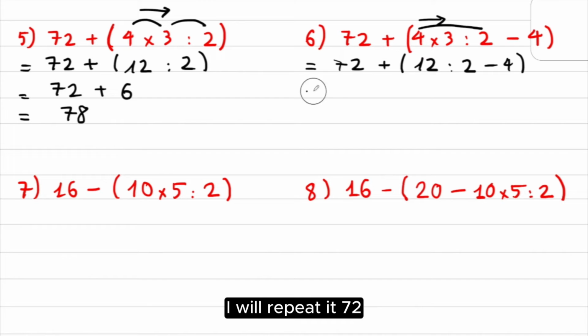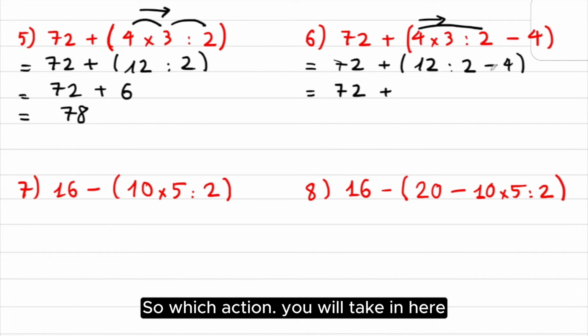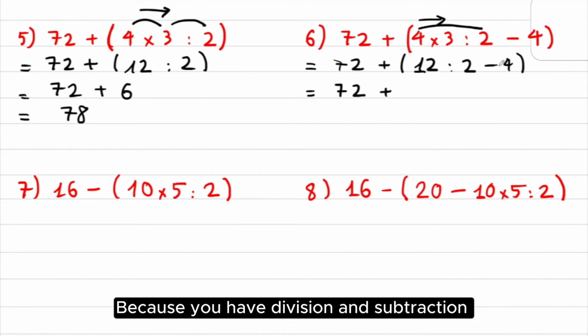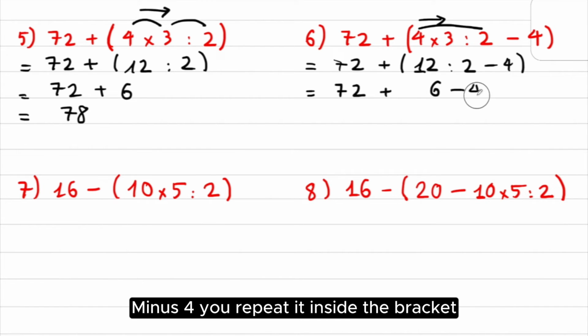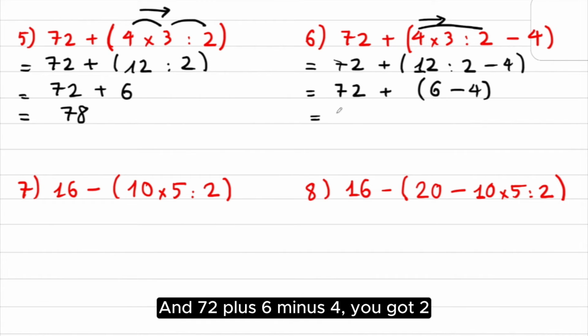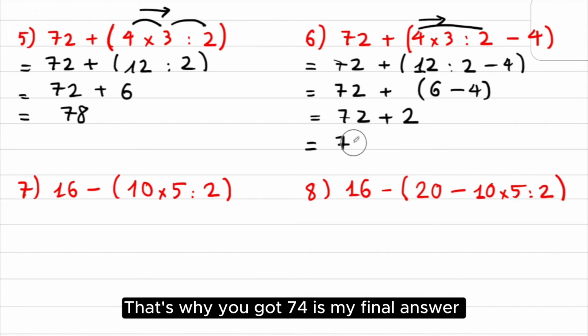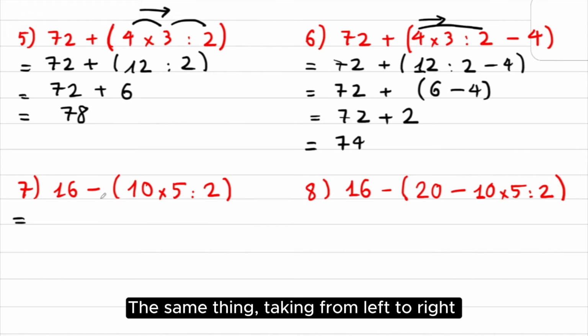I will repeat it. 72. So which operation will you take here? I will take division because you have division and subtraction inside the bracket. So priority is division. Question 6, here minus 4 is repeated inside the bracket. And 72 plus 6 minus 4, you get 74. That's why 74 is my final answer.